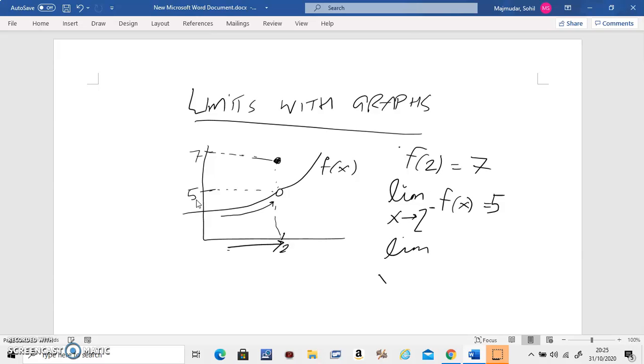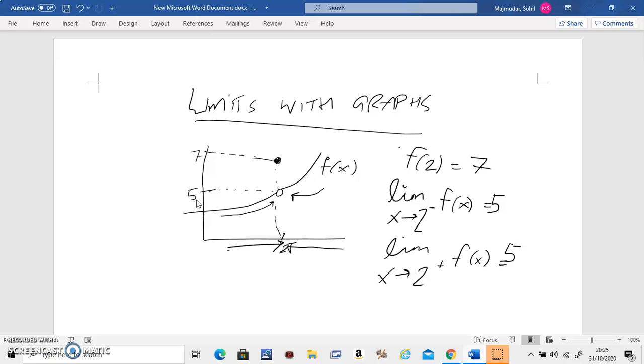Similarly, if I ask you limit x approaching 2 plus. Now what do you understand by this? If there is a plus here, it means you approach the point from the right side. And then you look at the graph from the right side. Where is the graph approaching? It's again approaching the point 5. It's not approaching 7. It's reaching 7, but it's approaching 5. So limit will be where is it approaching, not where is it reaching.